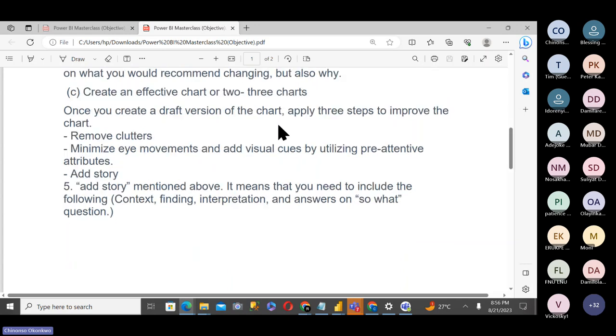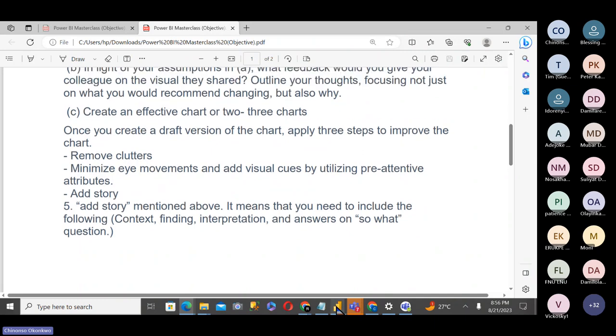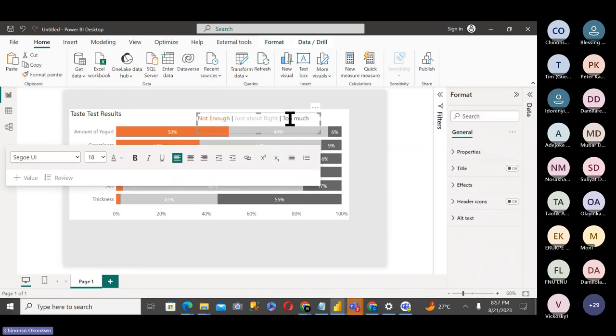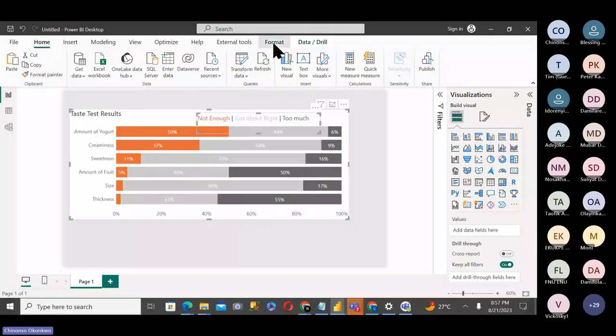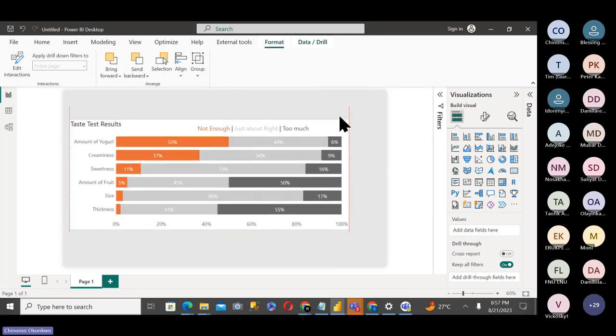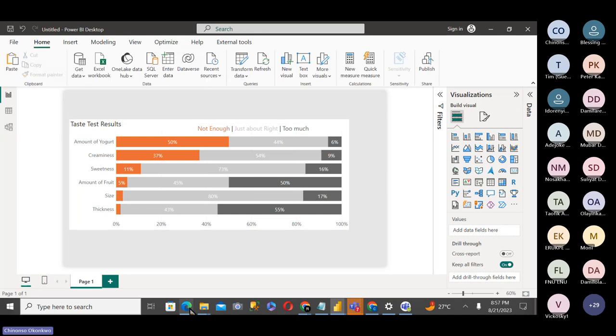Also, once you create a draft version of the chart, apply 3 steps: remove clutter, which we did, minimize eye movements, and add visual cues. We're able to add preattentive attributes, like the color here. Then you might be wondering, if I move this visual, it's going to move. So I'll select this, control-select this chart, go to Format, Group, and group this as one element. If I'm moving it, they will move together as one. So this is now one chart. That's pretty cool. Let's go back to this.